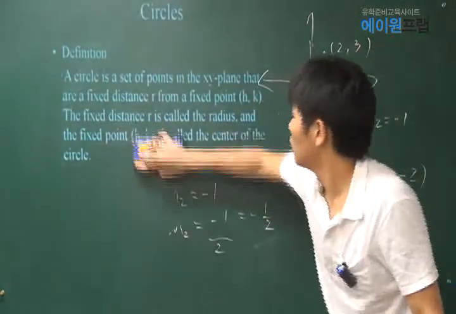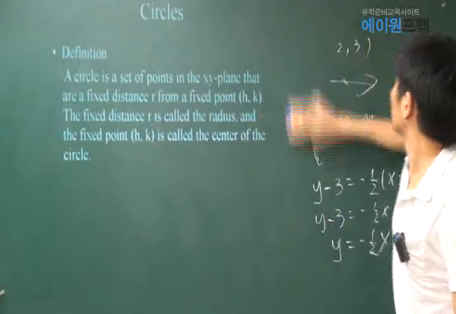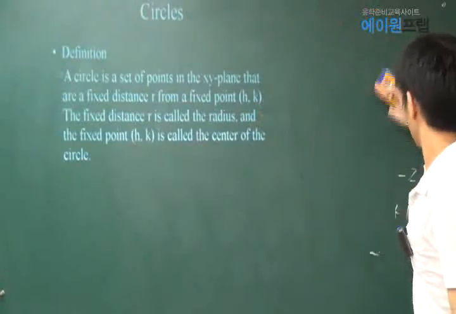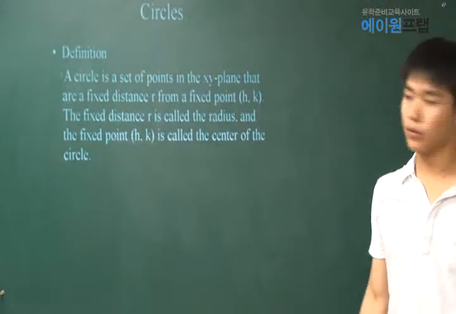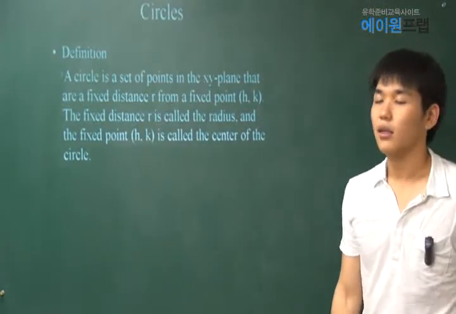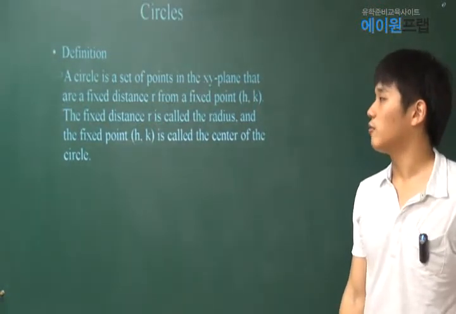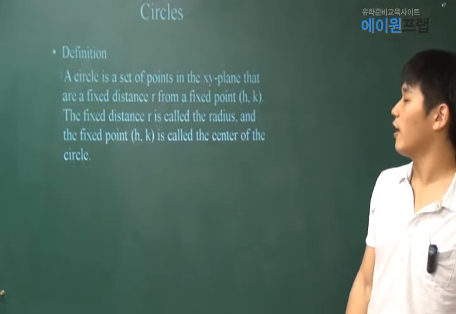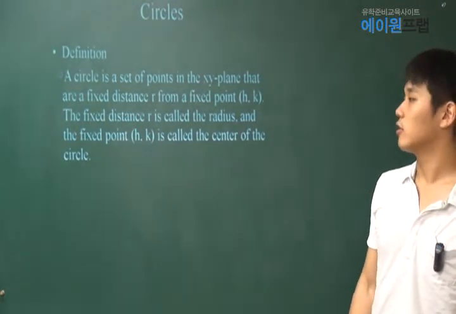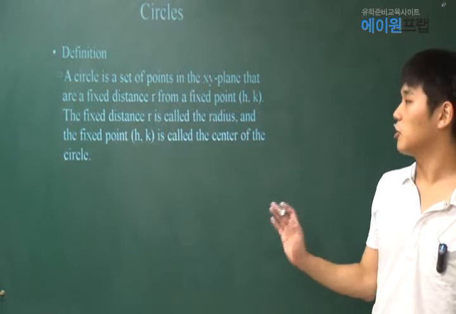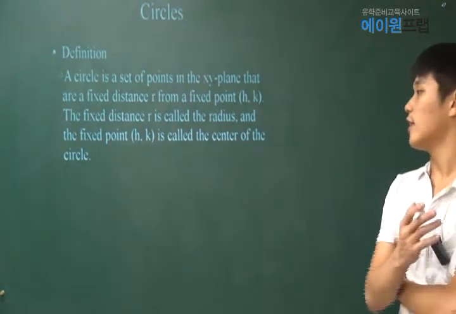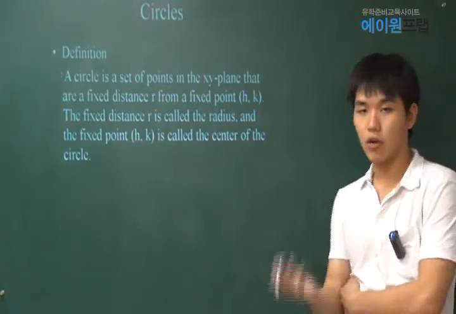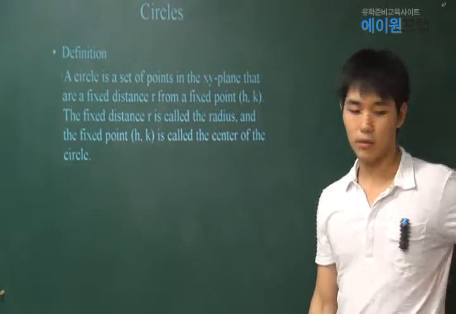Okay, let's move on. The last lesson of today is circles. A circle is a set of points in the xy plane that are a fixed distance r from a fixed point (h, k). Those are just constants, so don't worry about the h and k; it can be any point, any letter. The fixed distance r is called the radius, and the fixed point (h, k) is called the center of the circle.